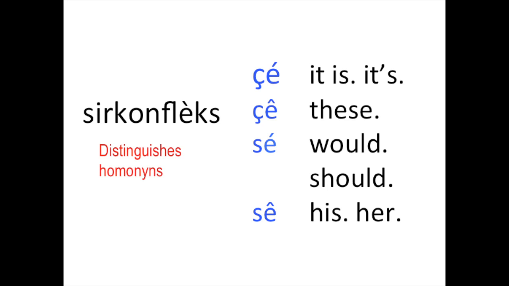And the fourth example, s-e with a circumflex, means his or her. It is used in the same location as the one for these, Bayou Teche country. So all four of those make the say sound, but they mean different things. Therefore, we use the circumflex to help the reader visually know which one we're using, along with the context.